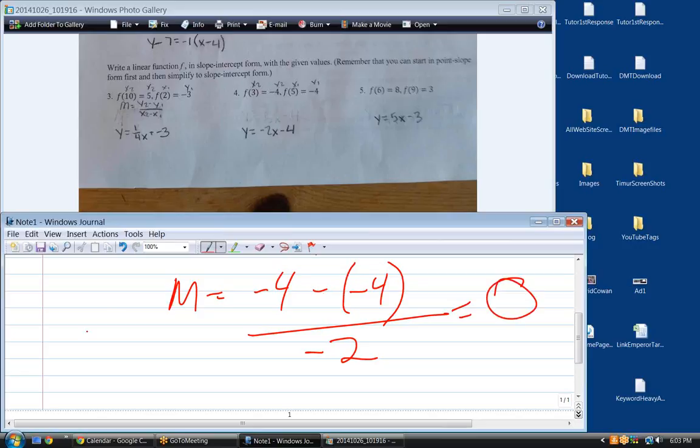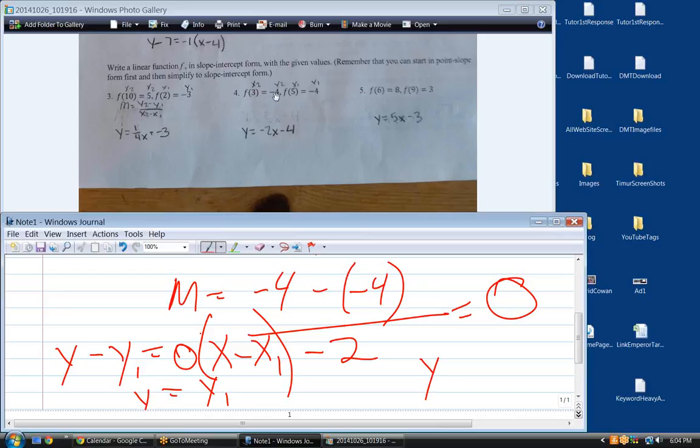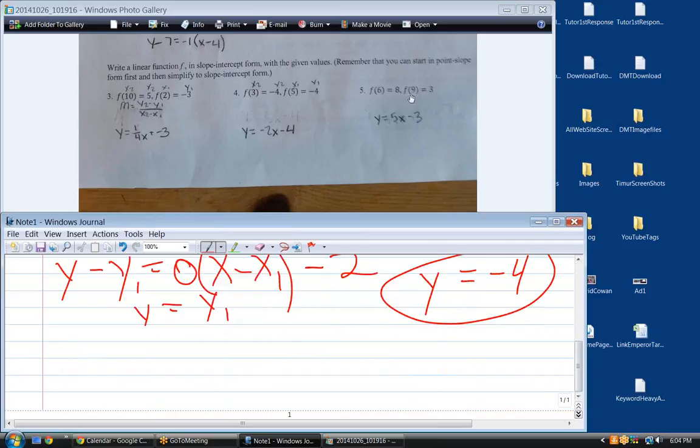So y minus y1 equals 0 times x minus x1. That means when you solve that, y is equal to y1. That's the answer. Y1 is minus 4. Y equals minus 4 is the answer. In other words, there is no x term because the multiplier of x is the slope, and we got a slope of 0. Okay, and let me just quickly check the last one.